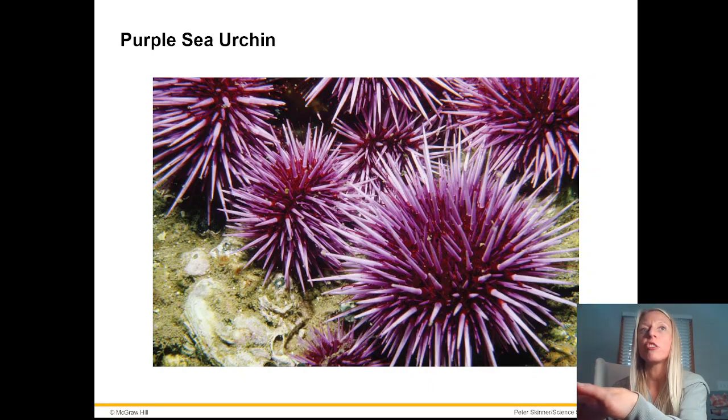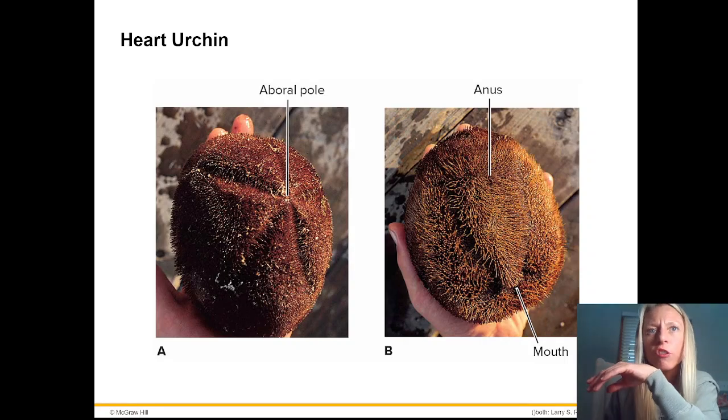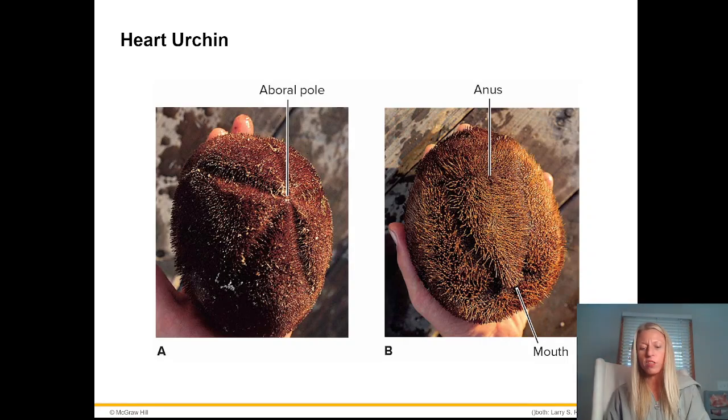That's a look at a sea urchin. And that is a look at a heart urchin. So you can see there's a huge difference there.